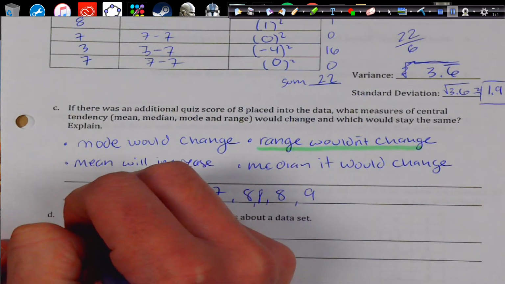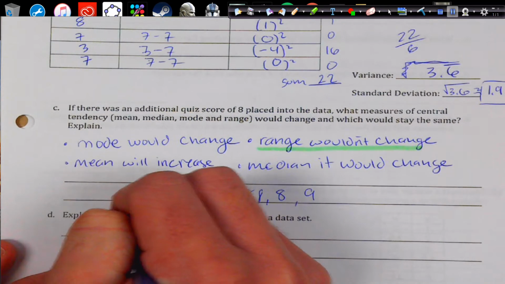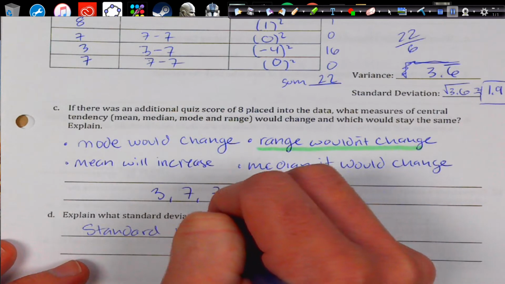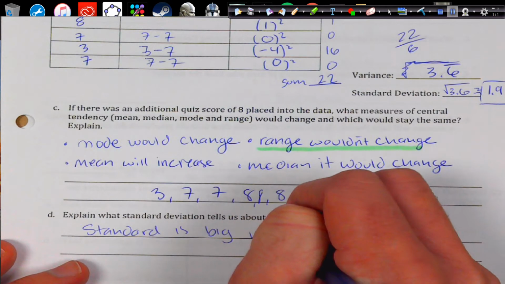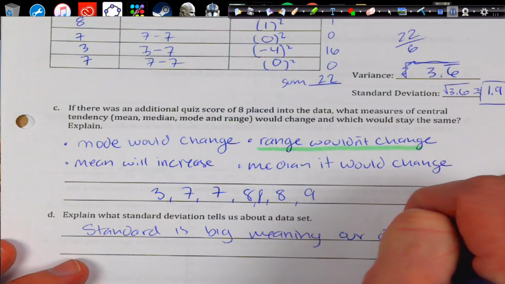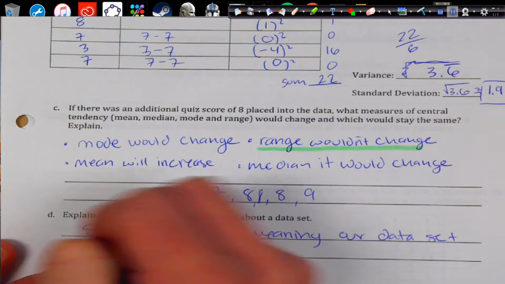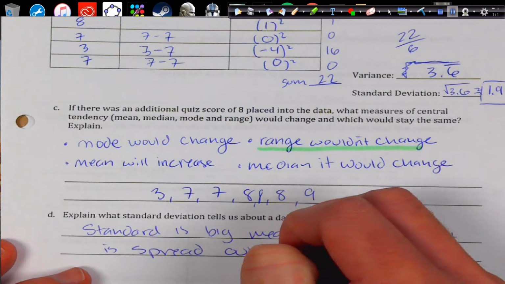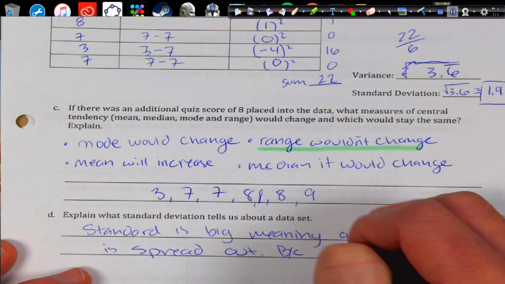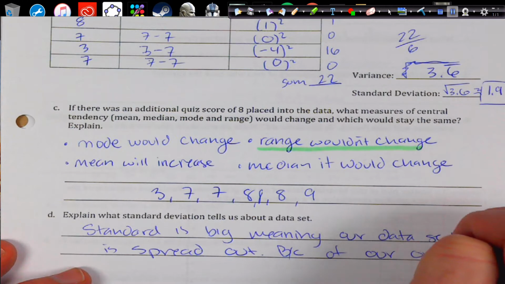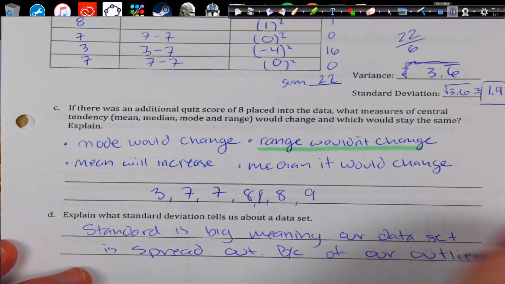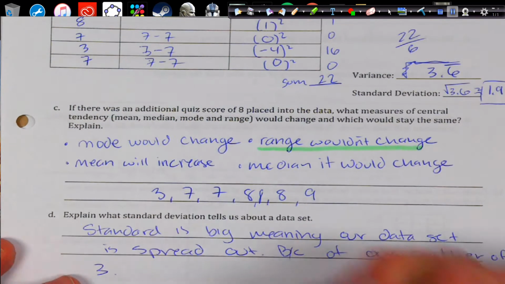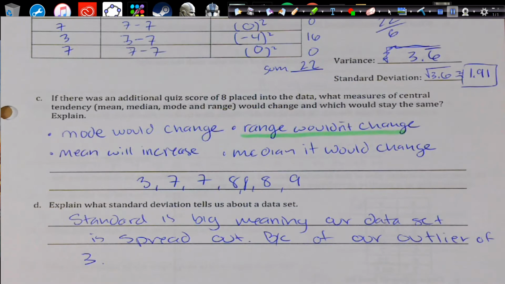The standard deviation is big, meaning our data set is spread out. But that might be because of our outlier of 3. Okay, if we took that out, we might actually have a smaller standard deviation.